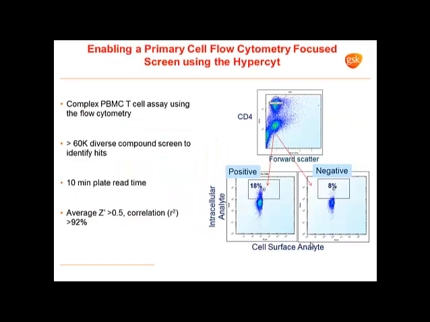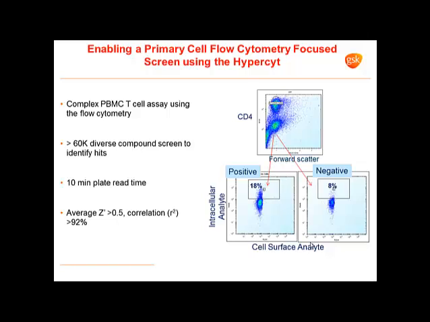So, what have we been using this system for? Well, one of the things we used it for is to do a primary cell focus screen. This is a complex assay involving PBMCs where we wanted to look at up to 3 different parameters in stimulated T cells within PBMCs.